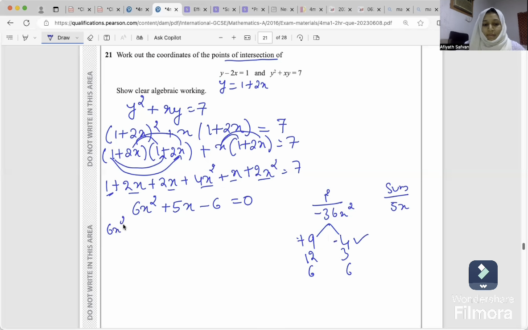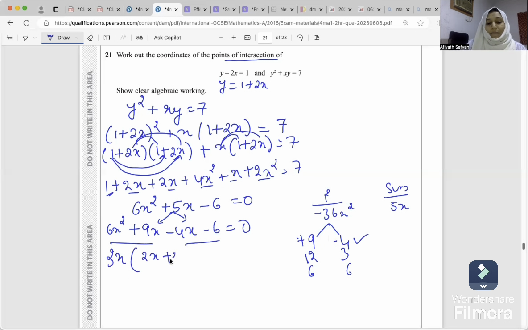Therefore, 6x squared, split the middle term according to the factors you got. Plus 9x minus 4x minus 6 is equal to 0. Now group them. 3x is common. Therefore, it will become 2x plus 3 over here. Minus 2 is common. Therefore, 2x plus 3 inside the bracket, you have to get the same expression.